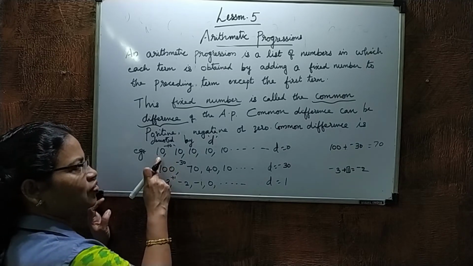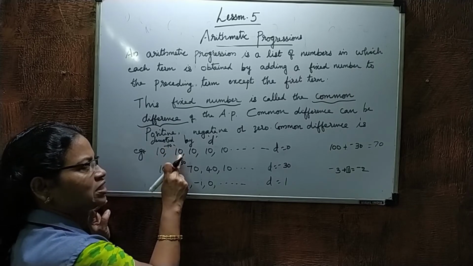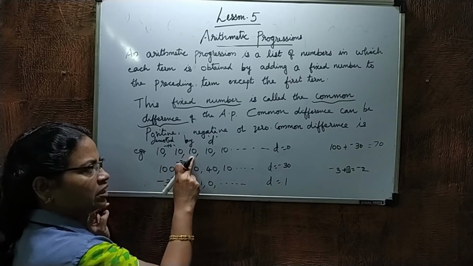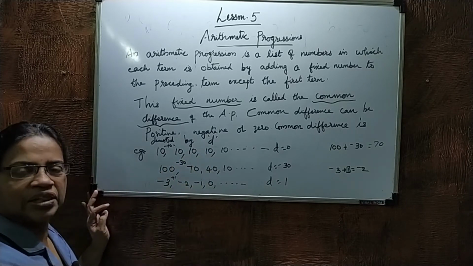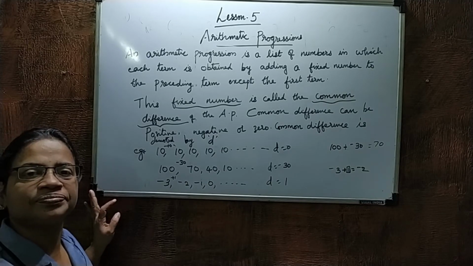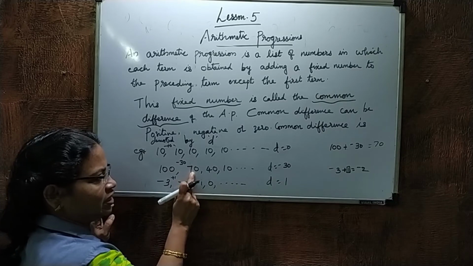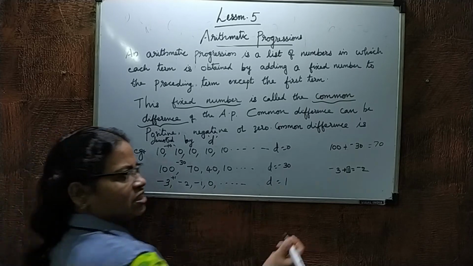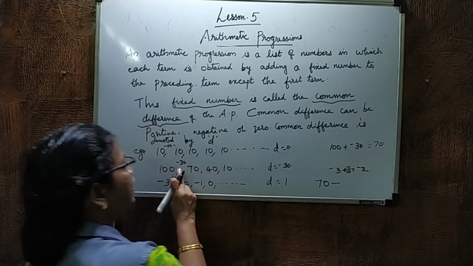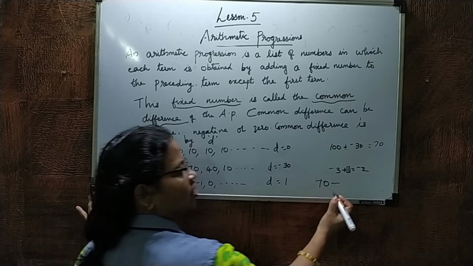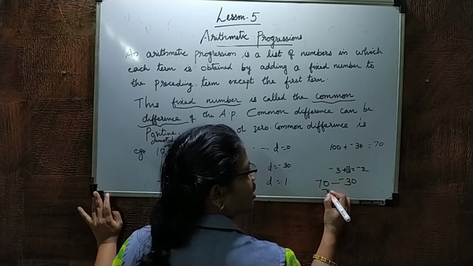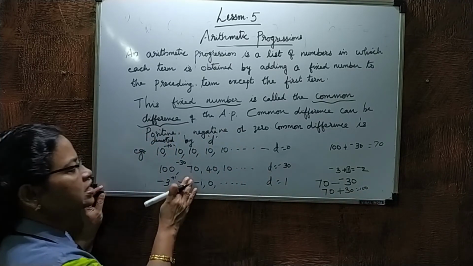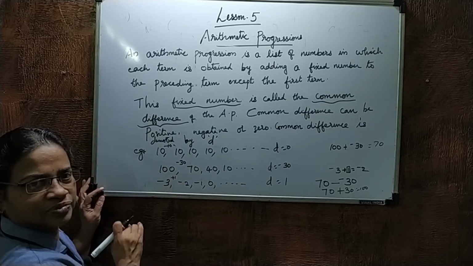Now, here first term plus common difference, you will get the second term. Second term plus common difference, you will get the third term. Third term plus common difference, you will get the fourth term. Then how will you get the common difference? Now look, 100 minus 30, will you get 70? 70 minus, then again negative 30 is there. So 70 minus negative 30, what will you get? 70 plus 30, you will get the answer 100. What I did? Second term minus first term. Two things I told you.